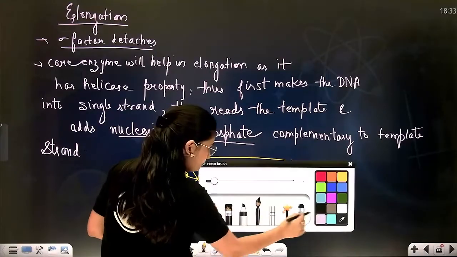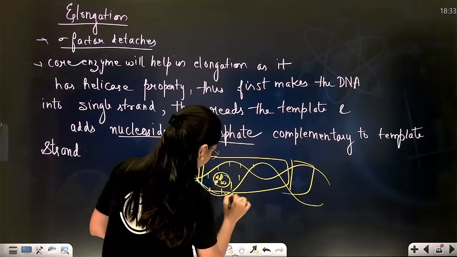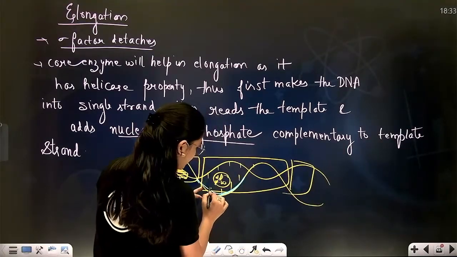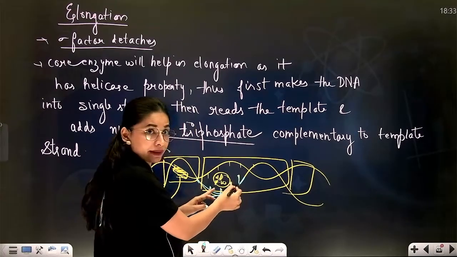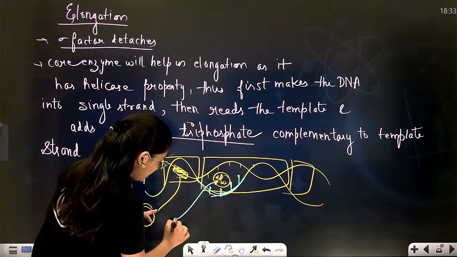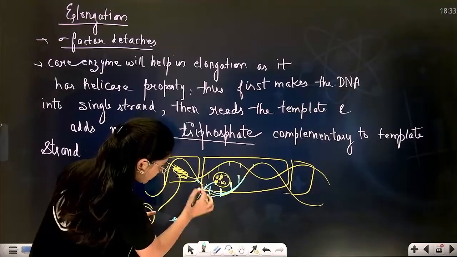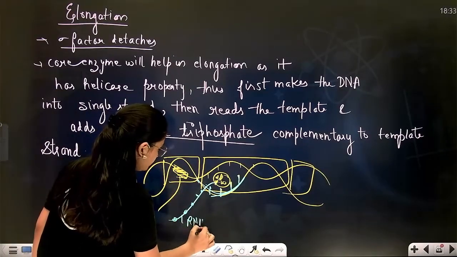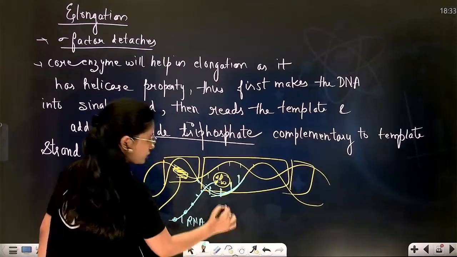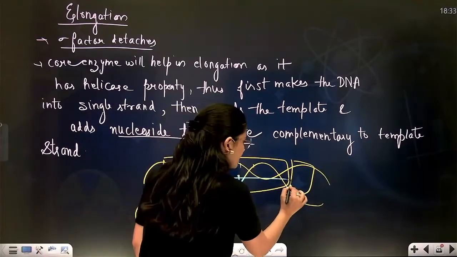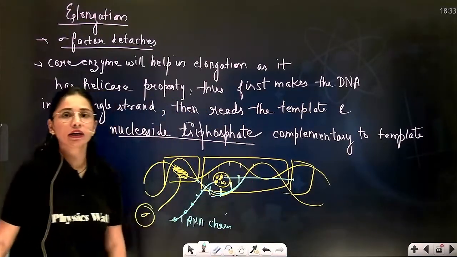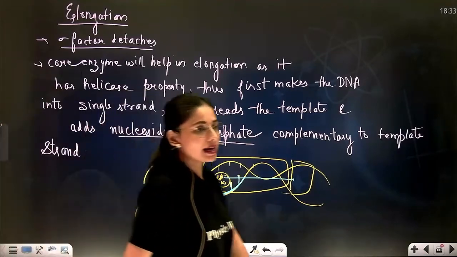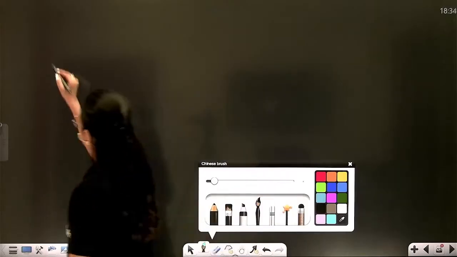Now this is the template strand. This is the template strand. Now this core enzyme is reading the nucleotides of the template strand and adding the complementary nucleoside triphosphate and making the RNA chain. And this process is going to continue till the time core enzyme enters into the termination region. So the last step of elongation is termination.